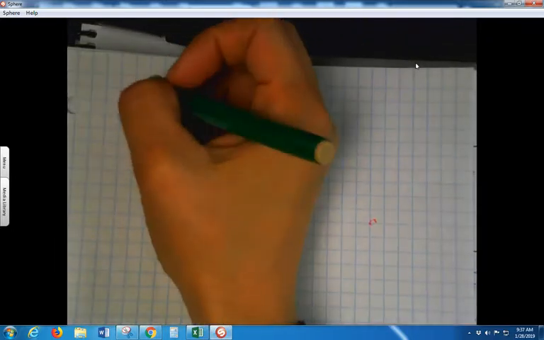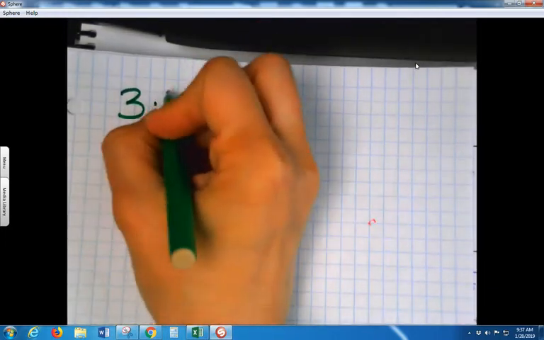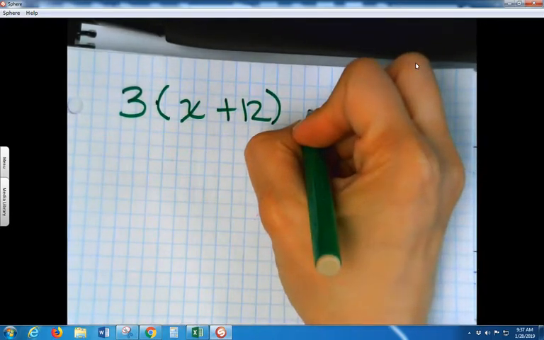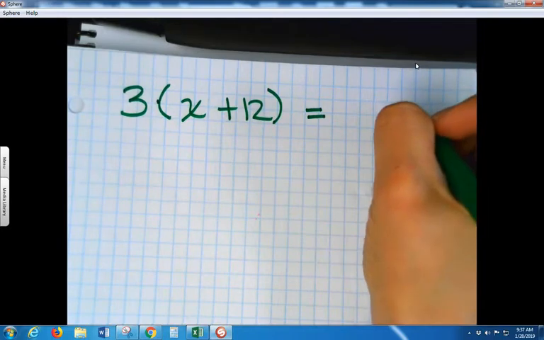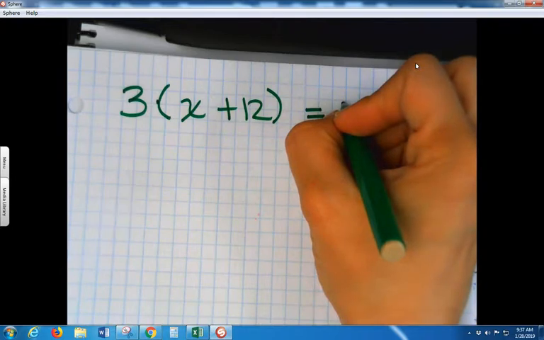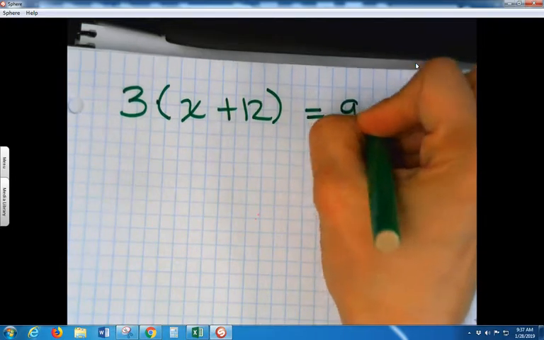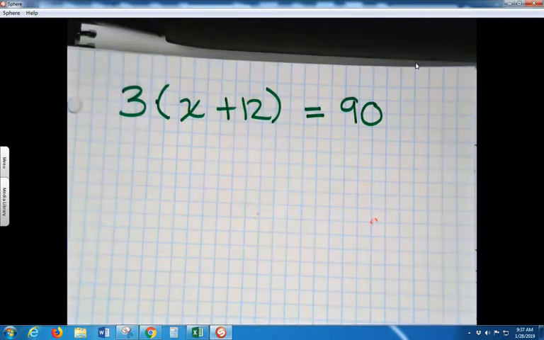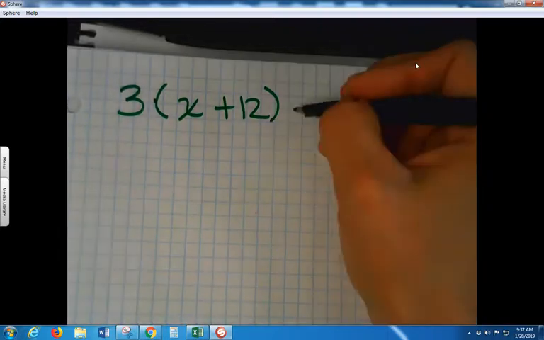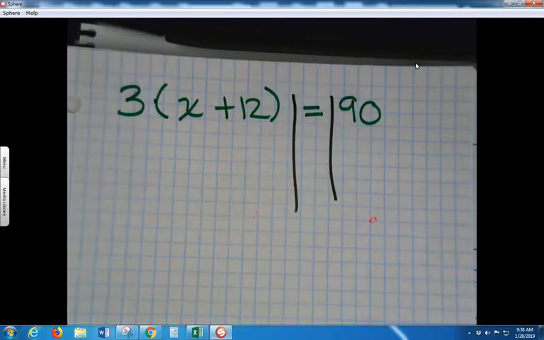All right, let's try this one. Let me try this. I'm not sure if it's going to work. We'll try it. So, is it as easy as trying to think of a number that goes in there? No. So, what's your first step? Distributive property and the bars. So, get a head start on distributive property.